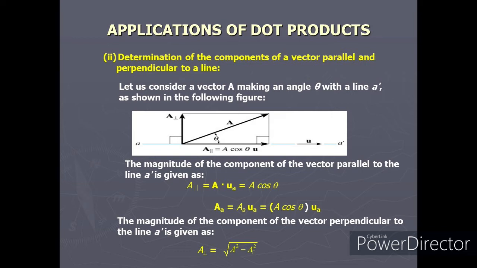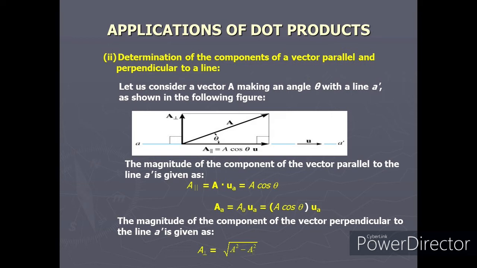Then another application is in determination of the components of a vector parallel and perpendicular to a line. Here you have a line, A prime line. It can be any axis, but here it is being generalized. You have a vector A. When you resolve it horizontally, you have A cos theta as the scalar. But if you want it in vector form, previously we used i, but here we are just using any line. So we use U, which is the unit vector representing that axis.